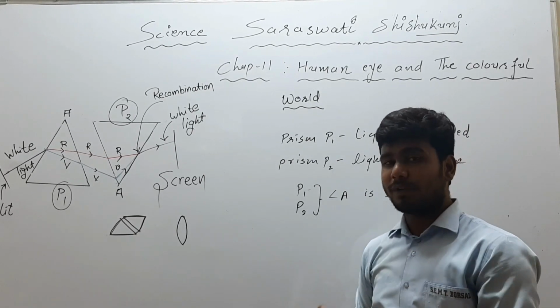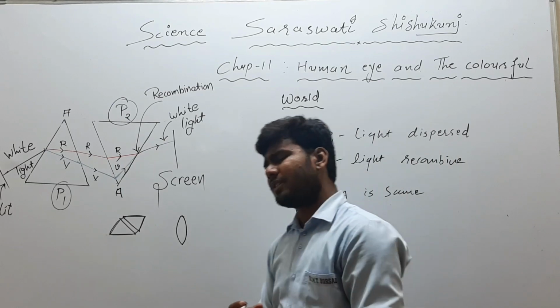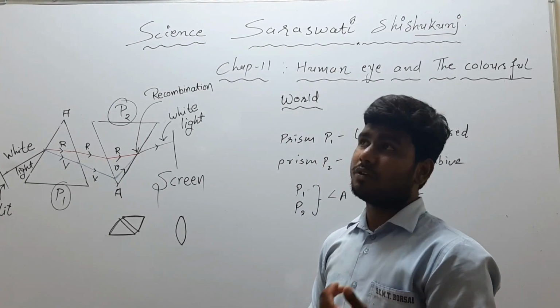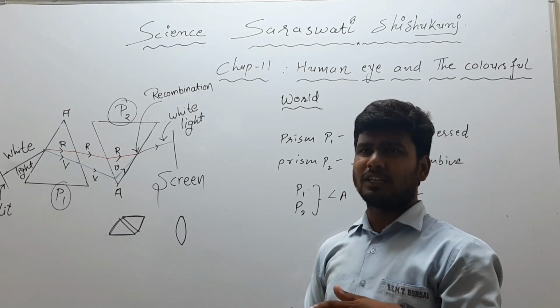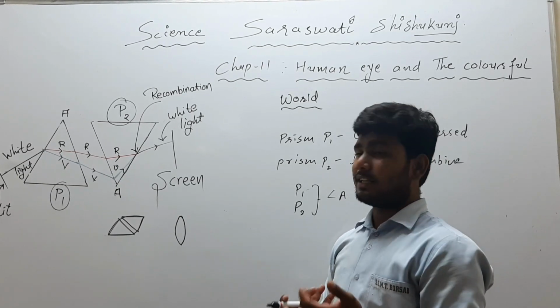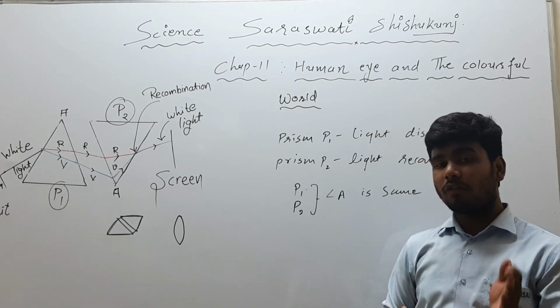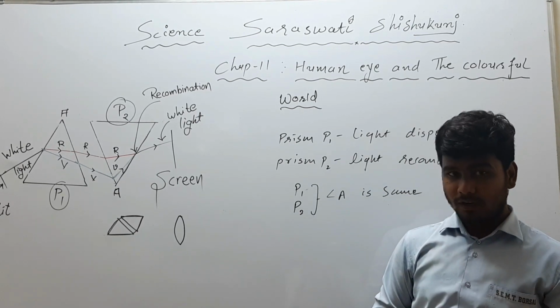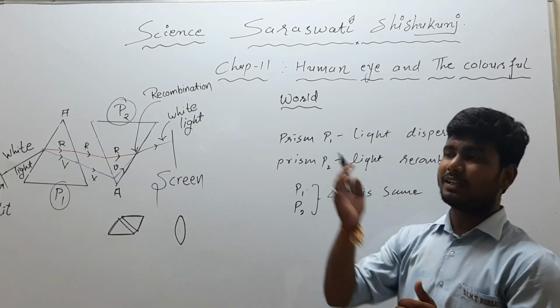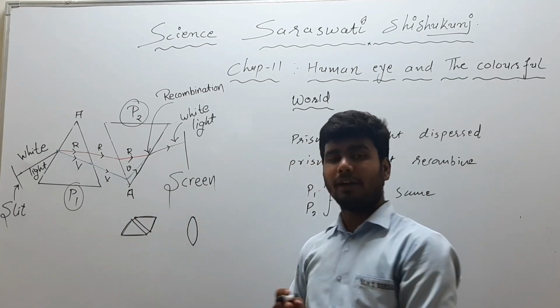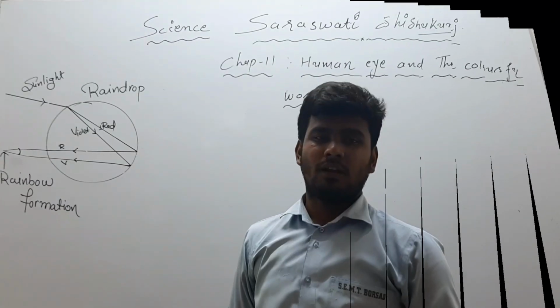Okay, so you must be clear about it. This type of experiment was done by Sir Isaac Newton. So if we want to twist the question a little, we can ask it like this also: explain the experiment of Sir Isaac Newton about prism, right? In that case there will be dispersion by prism and also the recombination by prism.